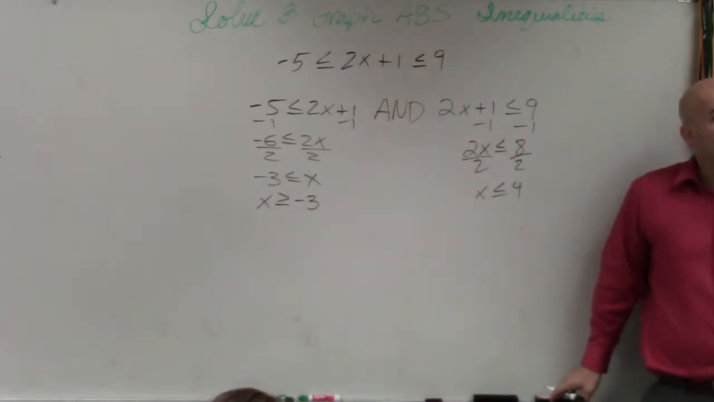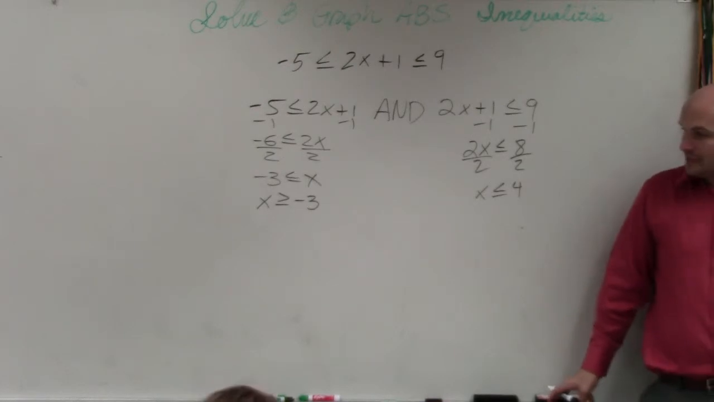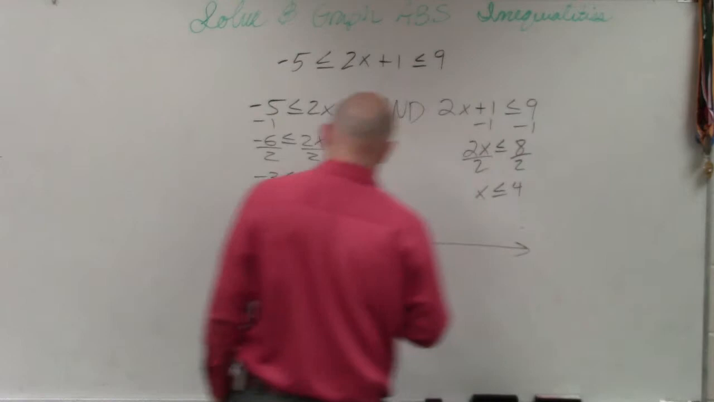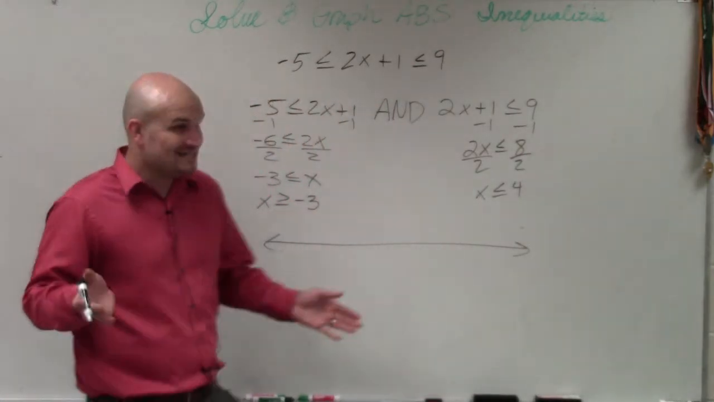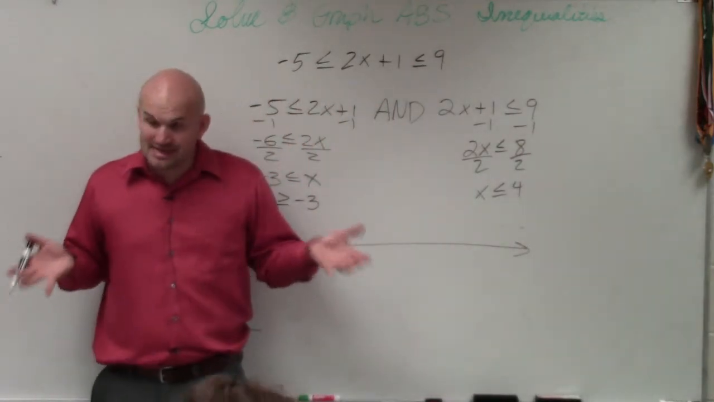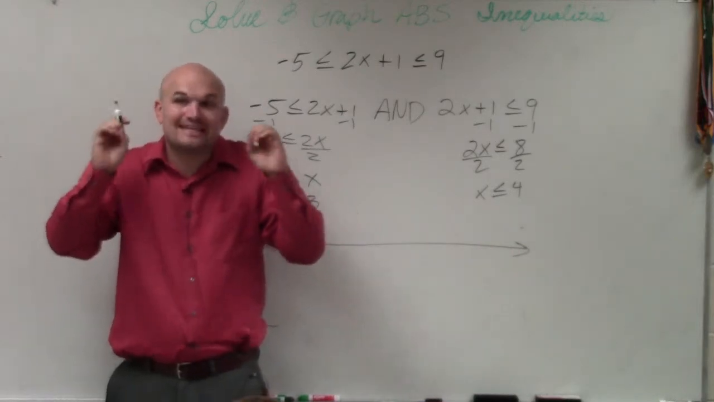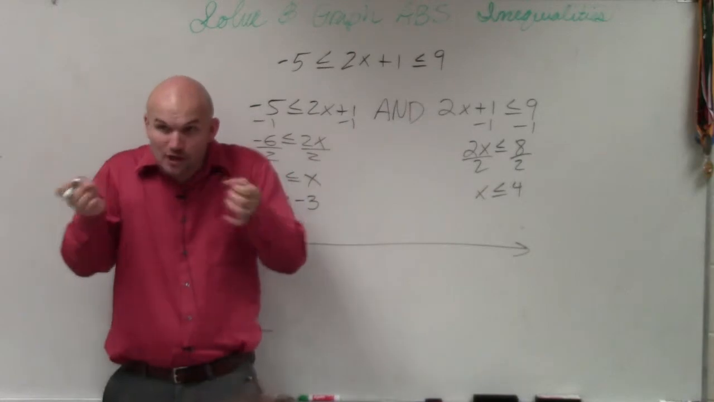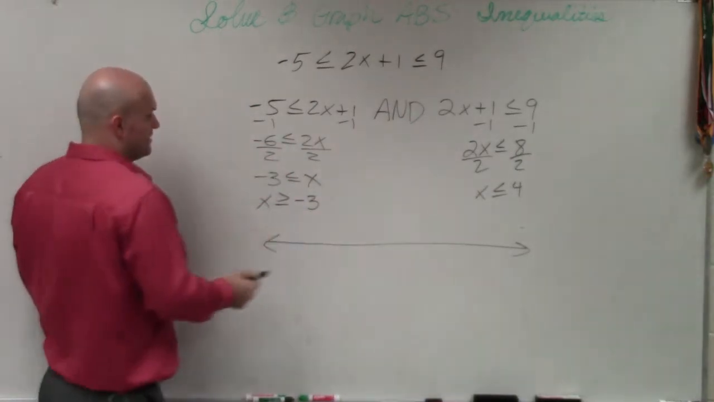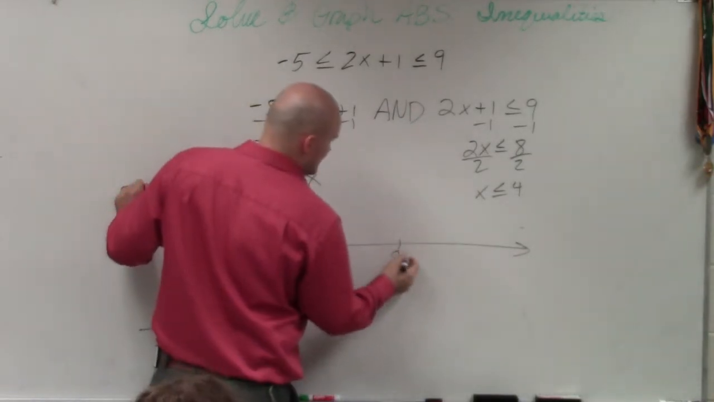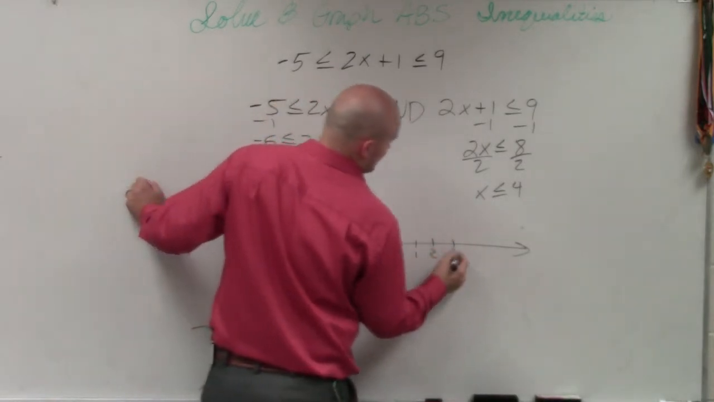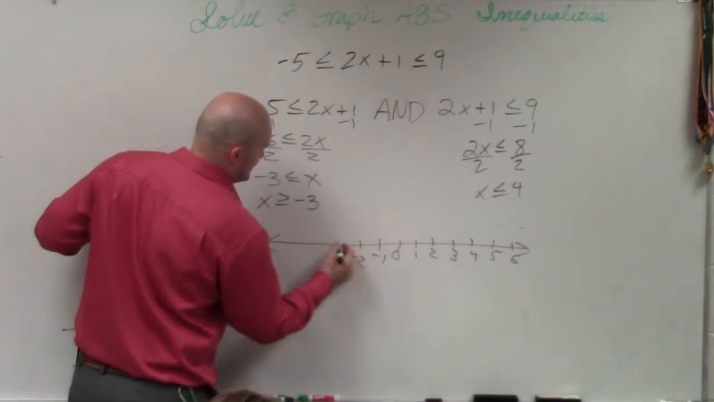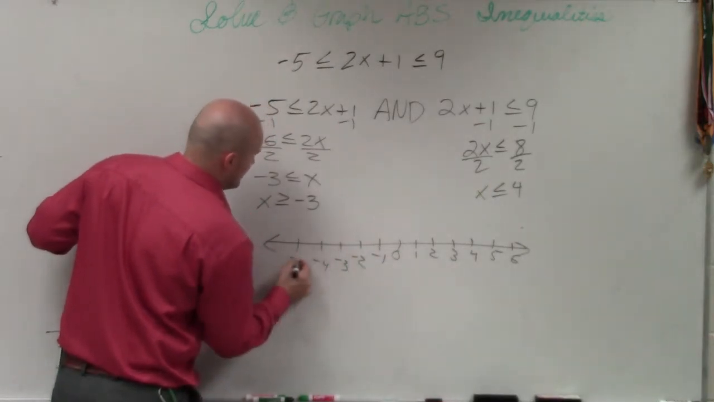OK, so now we have two inequalities. There's a couple different ways I like to do this. I think one of the easiest ways you guys can do this, again, since it's an and, is to graph them on the same graph. Just remember, we're looking for the intersection, right? And you and your parent have to show up to open house. It only works when both of them are true. So we're going to make sure we include both of these. So I had 0, 1, 2, 3, 4, 5, 6, -1, -2, -3, -4, -5.